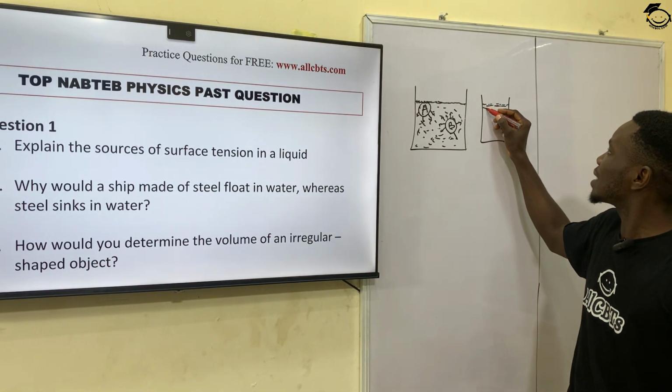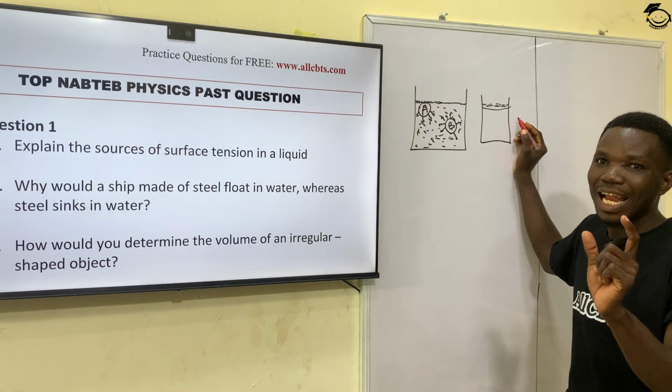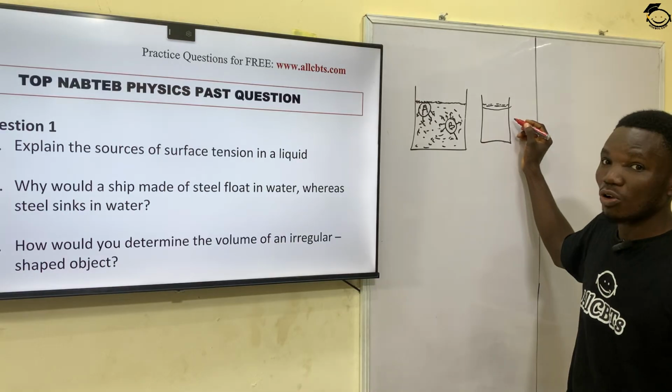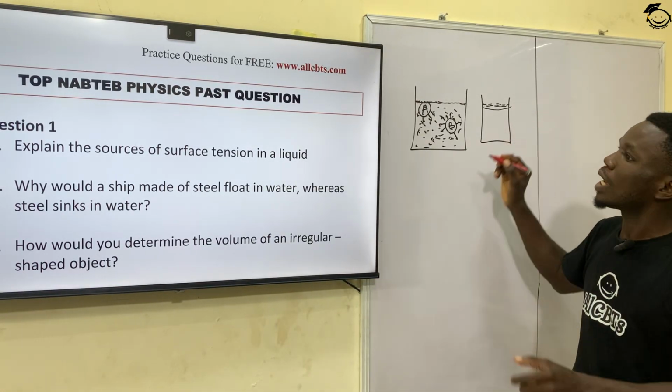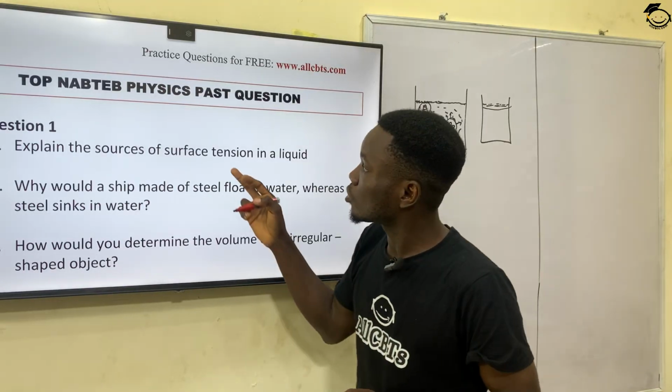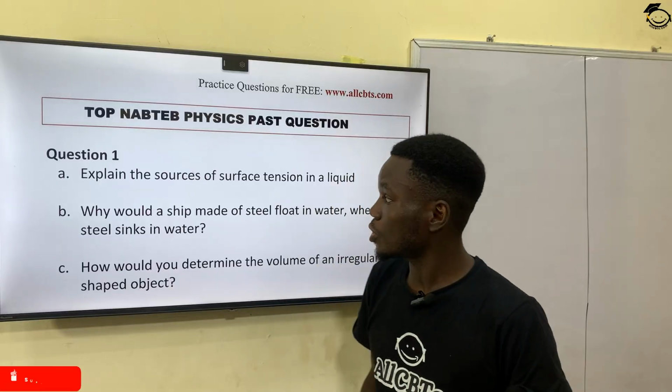So the molecules at the top of the liquid now appear elastic. And this is as a result of the cohesive force between the molecules of the liquid. And that is what we talk about when we're talking about surface tension. Moving on to the next question, which is question number 1B.